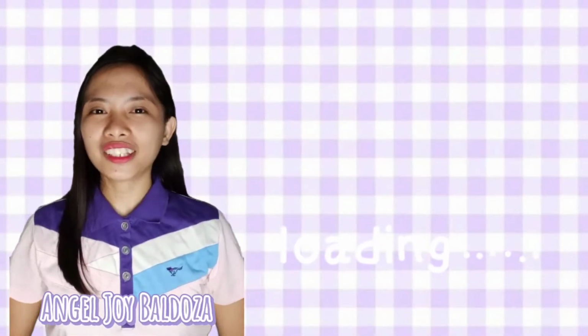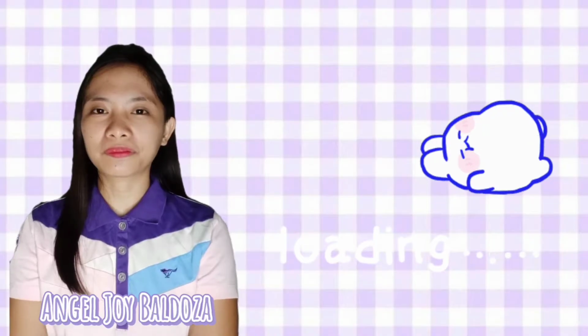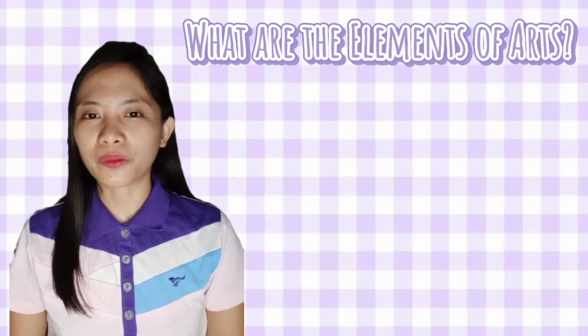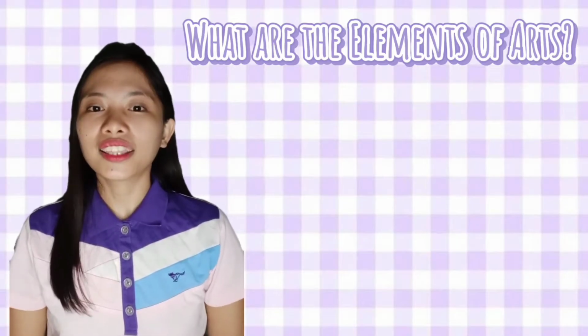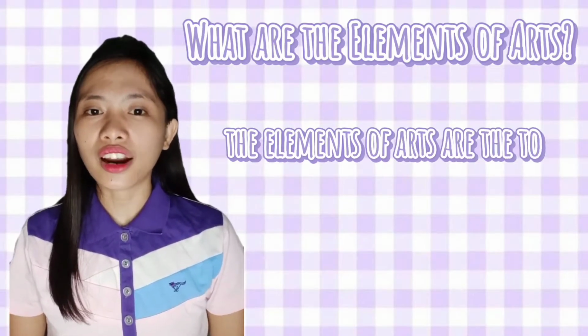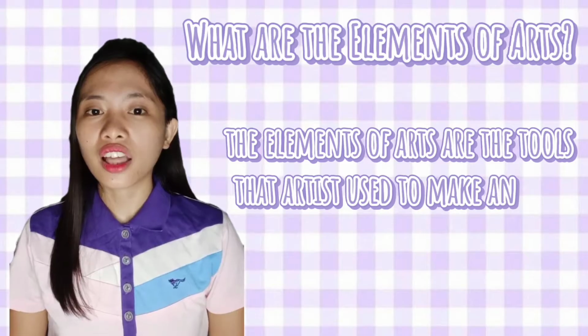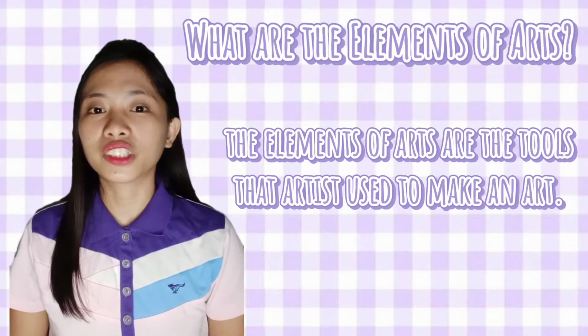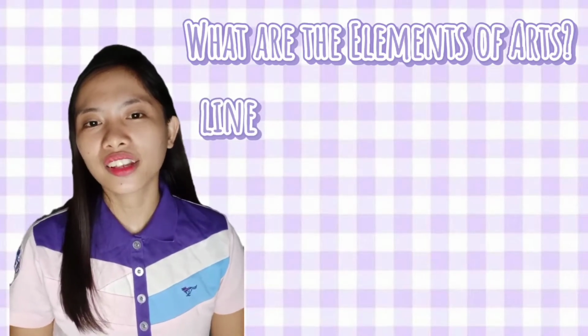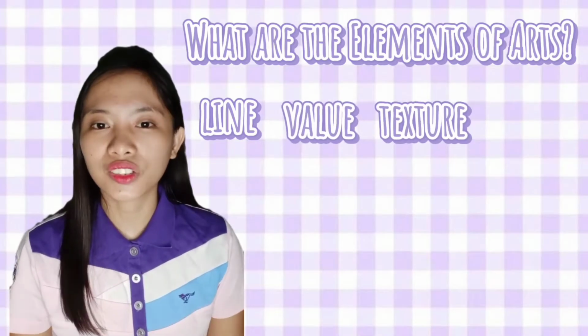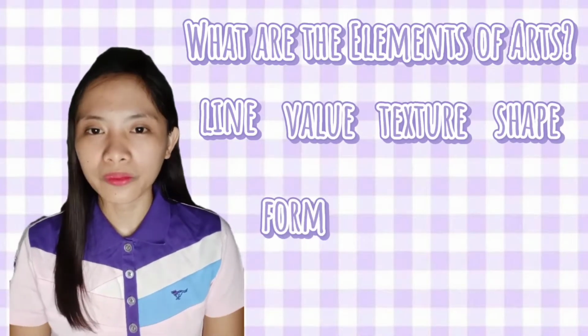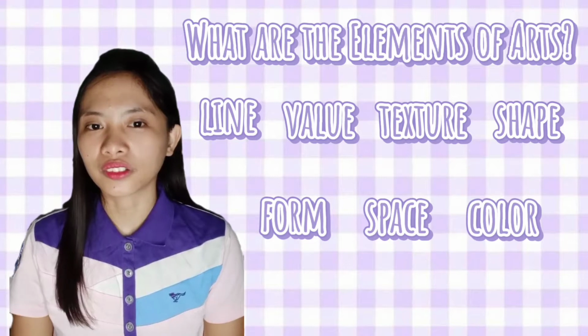Good day everyone! It's with a great honor for me to share some of the important information about arts and its elements. Let's start with what are the elements of arts. The elements of arts are the tools that artists use to make art. There are 7 of them. The first one is line, value, texture, shape, form, space, and color.